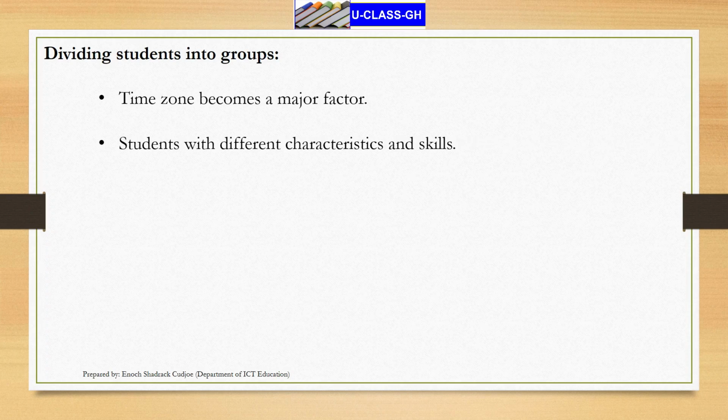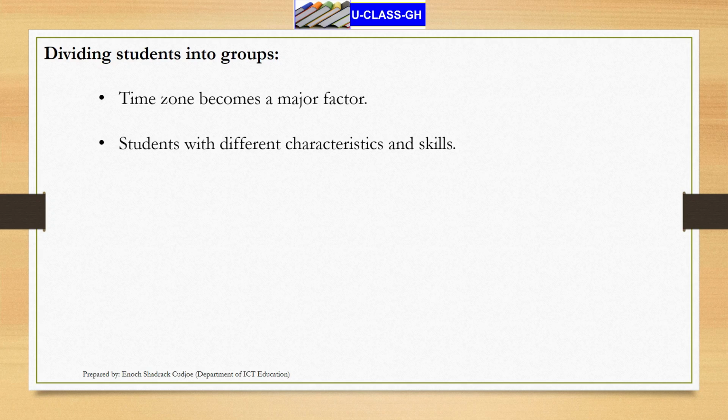The next point is students with different characteristics and skills. That talks about, for example, different characteristics. We have maybe males and females. You might not want to group males in one group and females in another group. You might want to mix them so that it also helps in the discussion.